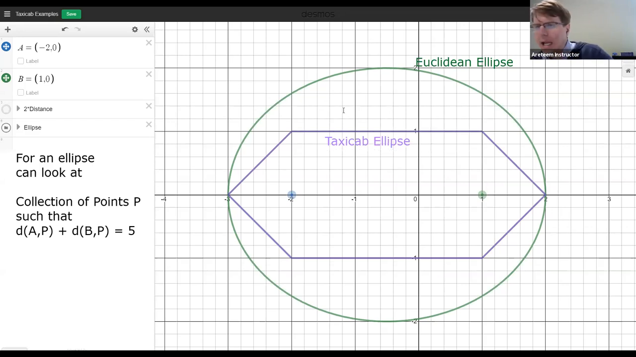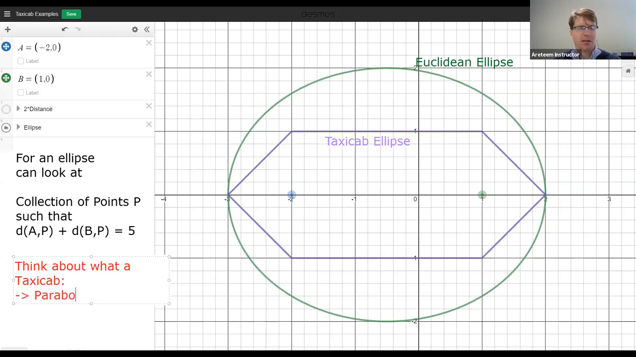Okay, so any questions about this? If people have heard of hyperbolas or parabolas or things like that, you could think about those, and those are good extra questions to think about. Think about what a taxicab parabola, or a taxicab hyperbola, is.